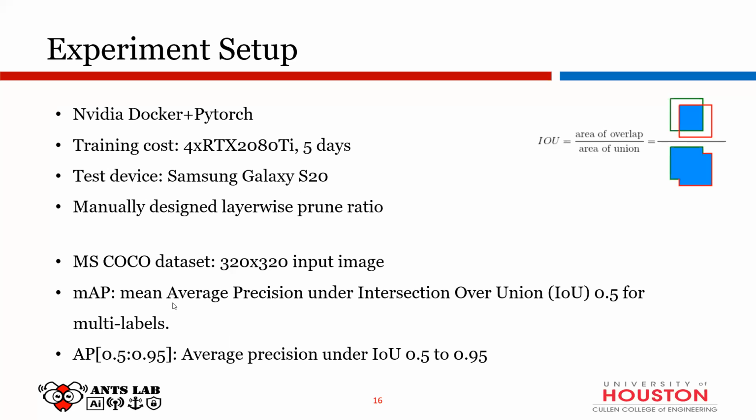There are also two evaluation metrics here. They use the mean average precision to measure the accuracy performance on the multi-labels in object detection. The intersection over union represented here shows the accuracy of the location for each object.